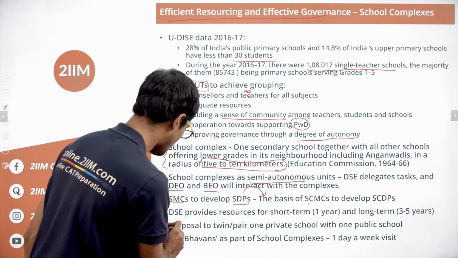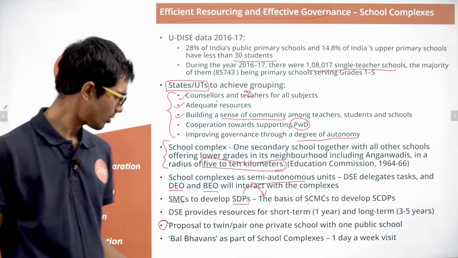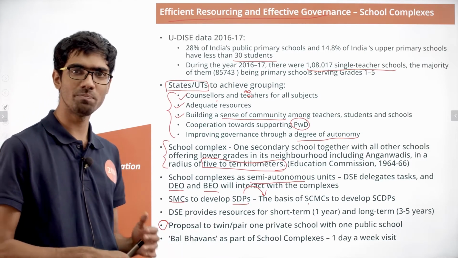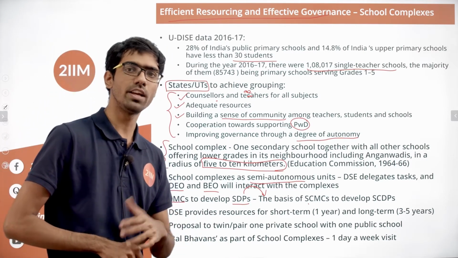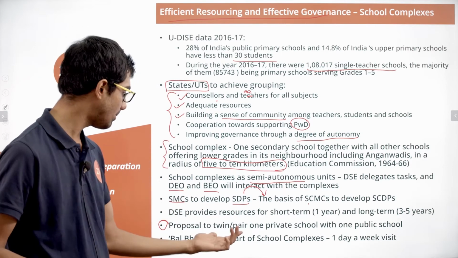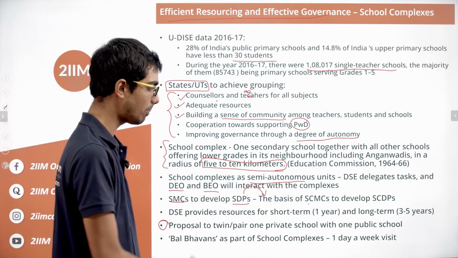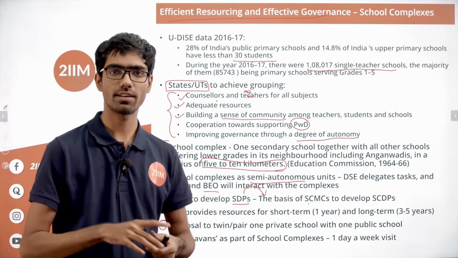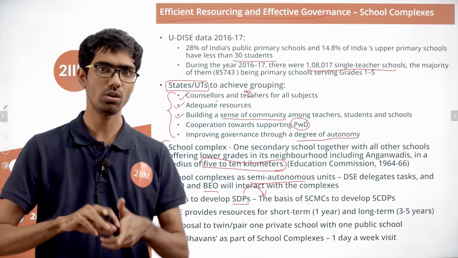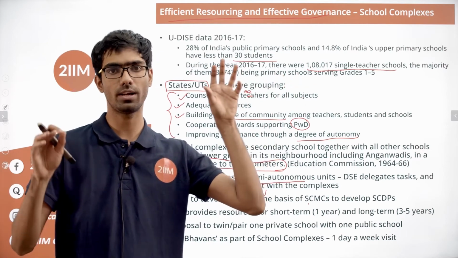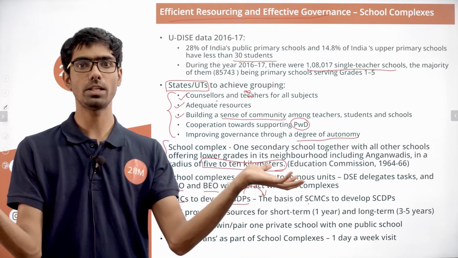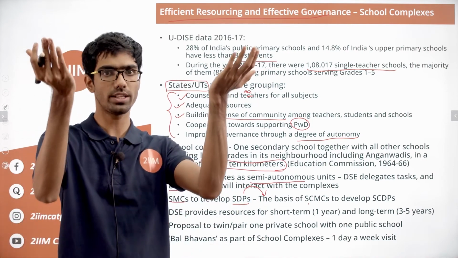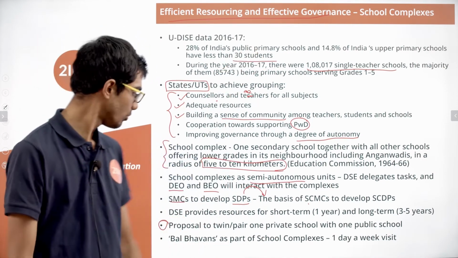So this is a crucial aspect. This seems to be the more aspirational thought behind the policy, but we cannot be sure to what degree this can be implemented. Proposal to twin or pair one private school with one public school. The policy states that there are certain best practices followed by a private school, and certain best practices followed by the public school, and when you combine the power of both of these, the understanding will ensure that both schools progress together to some level.